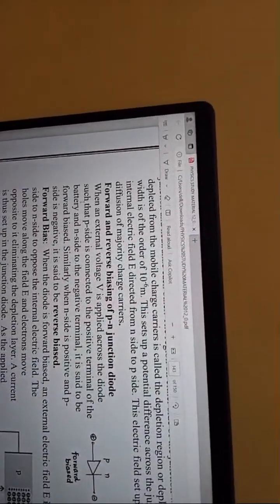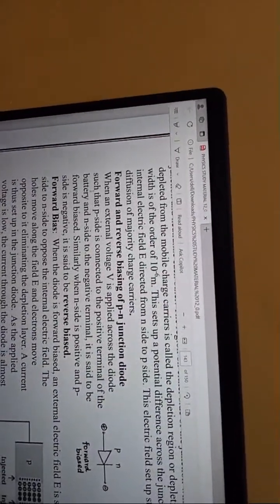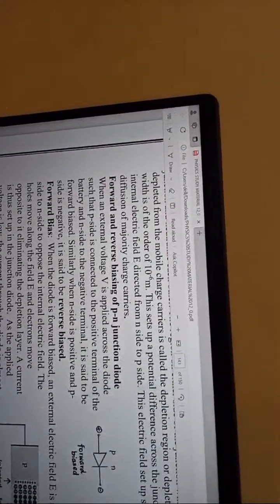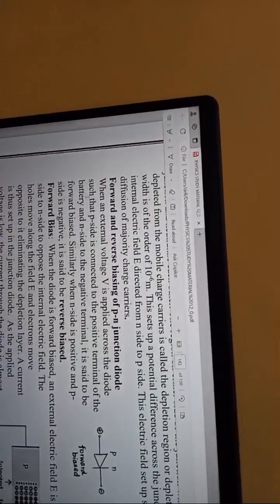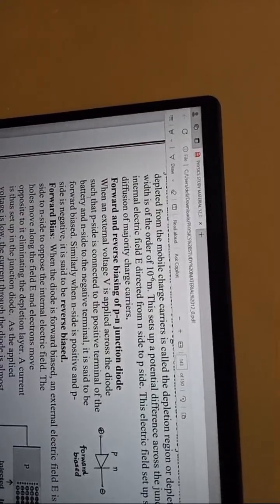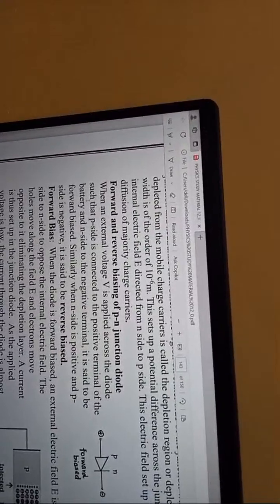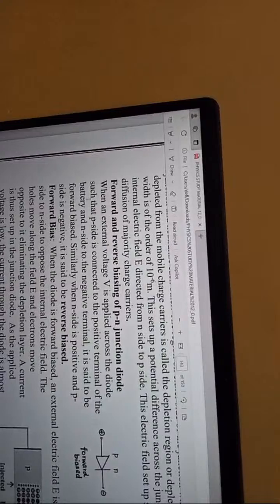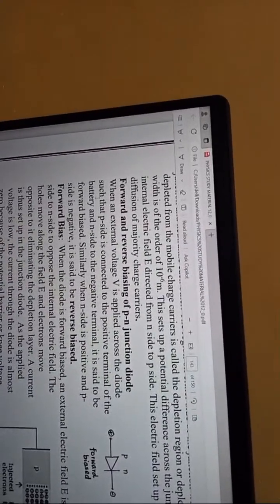Forward bias. When the diode is forward biased, an external electric field is set up from P side to N side to oppose the internal electric field. The holes move along the field E and electrons move opposite to it, eliminating the depletion layer. A current is thus set up in the junction diode.